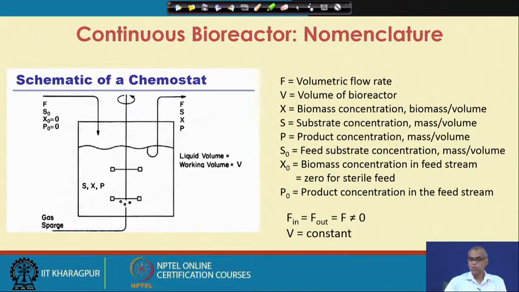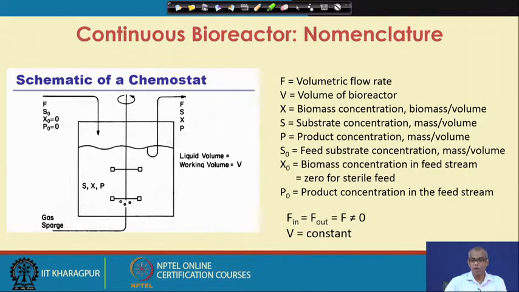S0 equal to feed substrate concentration. So, this is the limiting substrate concentration, again unit is mass per volume, meaning gram per liter. X0 equal to biomass concentration in the feed stream. So, if the feed stream is sterile, as often is the case, X0 is 0, because then there will not be any biomass in the feed stream.